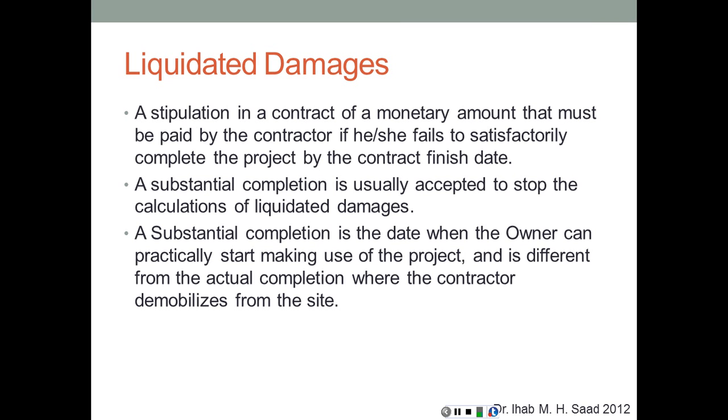So a substantial completion is usually accepted to stop the calculations of liquidated damages. A substantial completion basically is the date by which the owner can practically start making use of the project, and is different from the actual completion date. So the contractual final completion date is different from substantial completion, but usually in most of the cases liquidated damages would stop if the project is complete by the substantial completion date, or if substantial completion has occurred.